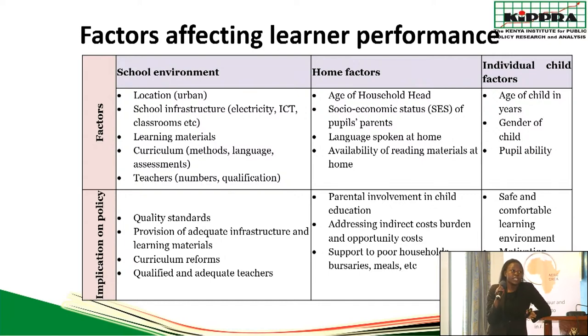Then we'll also look at the availability of reading materials at home. Are they available? Do they vary from one learner to another? Does it have an impact on their performance? Yeah, and on the individual characteristics, I'm proposing to use the age of the child in years. We've seen there's the difference between the gross enrollment rate and the net. A high gross enrollment rate means that this learner has delayed schooling.